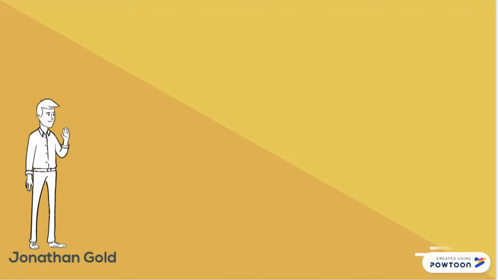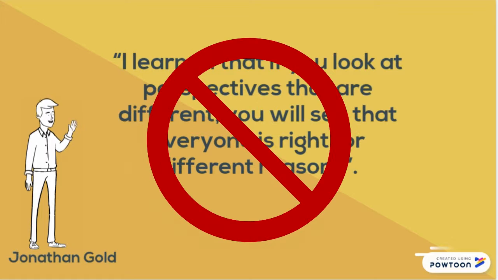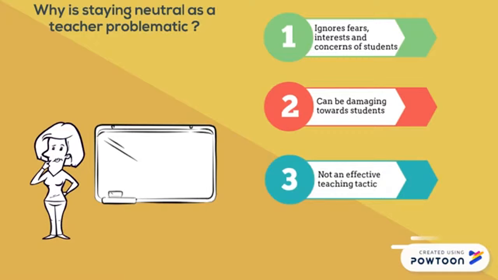An example of this comes from a history teacher by the name of Jonathan Gold, who received a note from a student after a semester ended stating something along the lines of, "I learned that if you look at perspectives that are different, you will see that everyone is right for different reasons." This, of course, is not exactly true. This misunderstanding from teacher to student was not intentional and came from a misinterpretation of the teacher's neutrality. Adding on top of this, neutrality is not a very effective teaching tactic. By remaining neutral, teachers are enacting the opposite of neutrality by choosing to maintain the status quo.